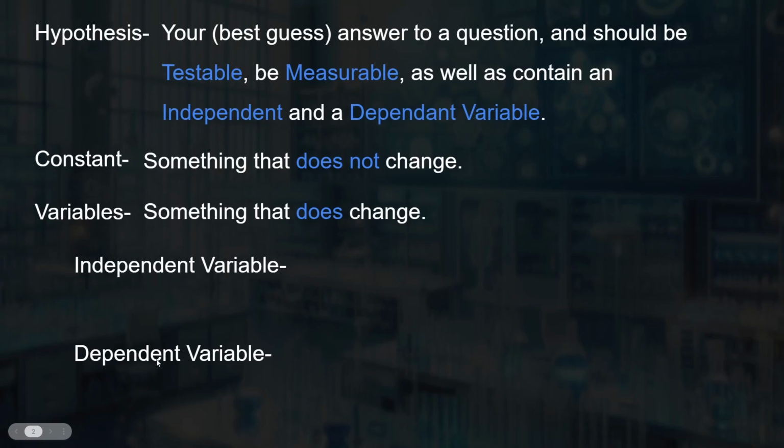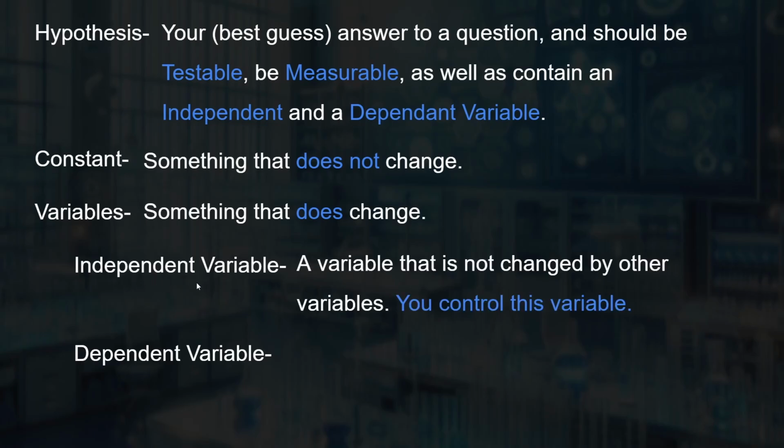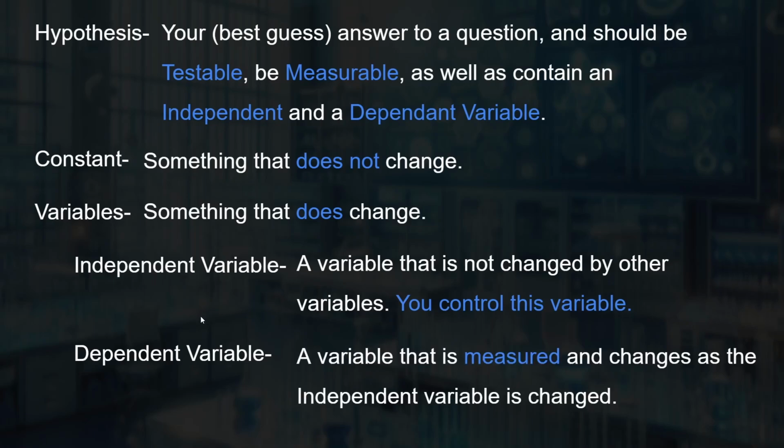Even if you haven't heard this before, you could probably already guess just by the names, dependent and independent. The independent variable is something that is not changed by other variables. It's not dependent on another variable. This is the thing that we are trying to control. It's a variable because it changes, and it's usually changed because the person doing the experiment is making the change. And the dependent variable is the variable that we're measuring.